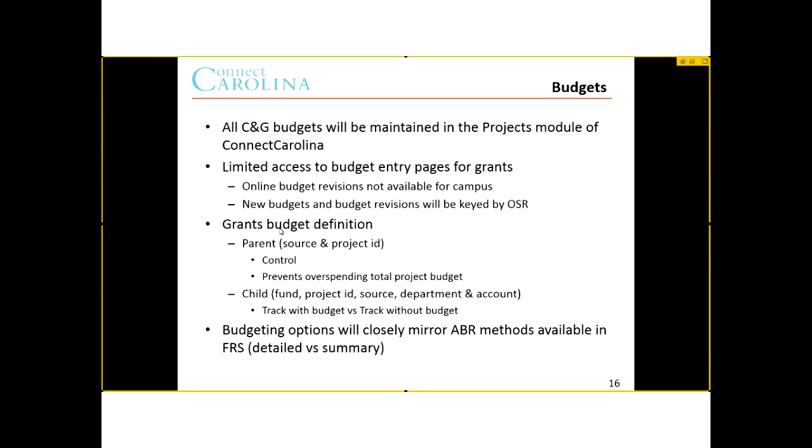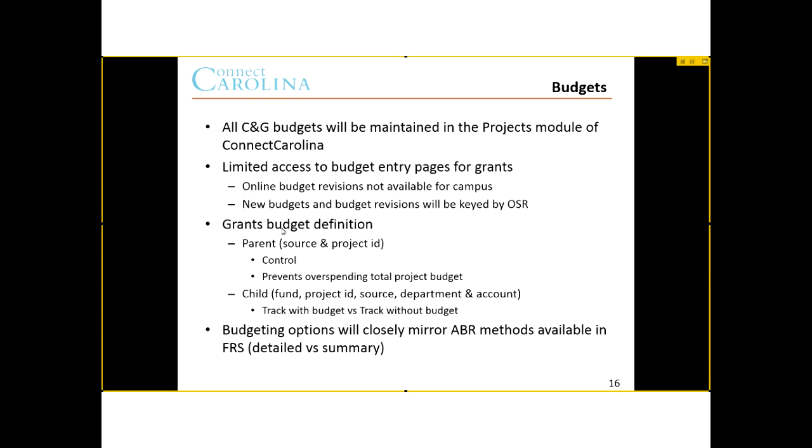As far as budgets, all contracts and grants budgets are going to be maintained in the projects module of ConnectCarolina. Unfortunately, the Office of Sponsored Research is going to be the only ones that will be able to input budget revisions. Unfortunately, access to budget revisions is all or nothing, so it's going to have to go through the central location of Office of Sponsored Research. We are looking at having a budget revision request form in Infoport, and we will let you know once that is decided for sure. In addition to online budget revisions, the new budgets will be keyed by OSR as well.